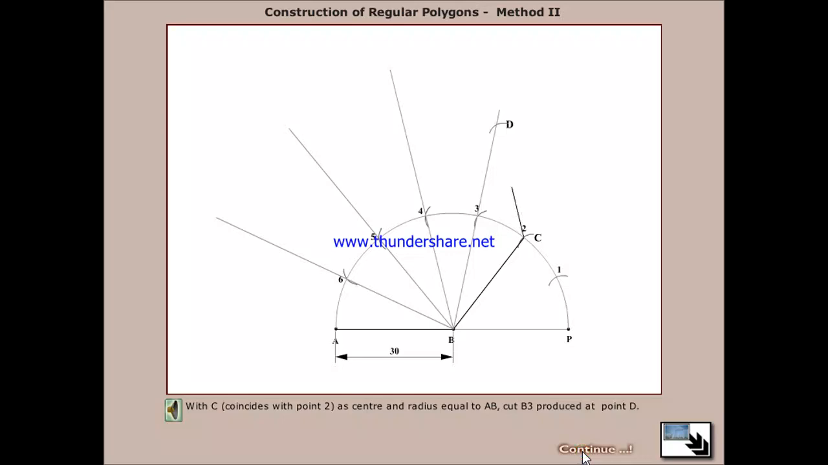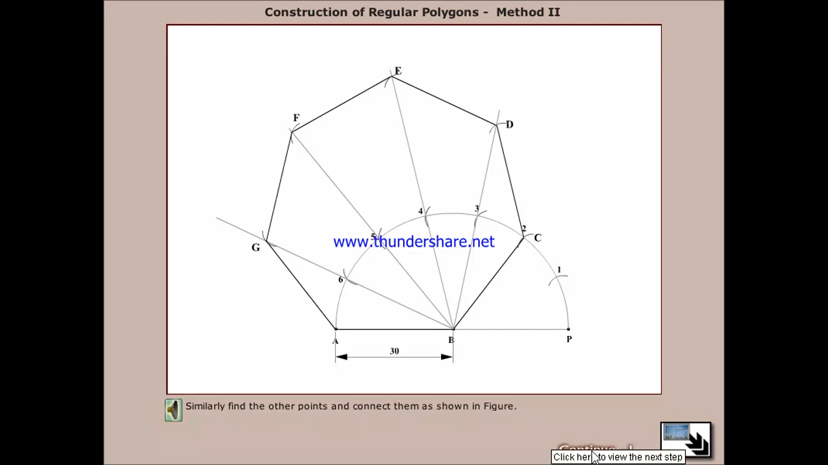With C as center, C the point which coincides with point 2, and radius equal to AB, cut B3 produced at point D. Now with D as center and with the same radius AB, cut B4 produced at E. Similarly, find the other points and connect them as shown in figure. Now A, B, C, D, E, F, G, A is the required heptagon.